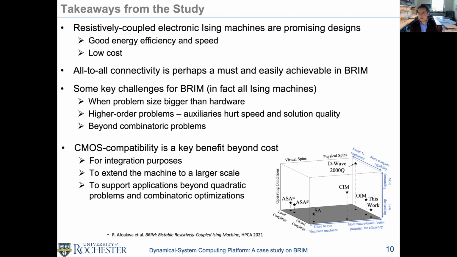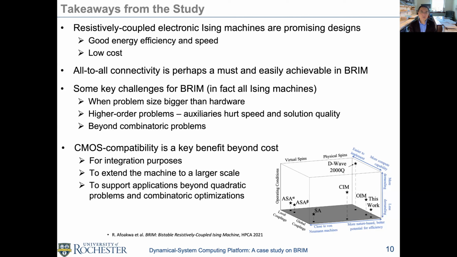And there are some key challenges for us, and I would argue, in fact, for all Ising machines. So what if the problem is bigger than the hardware? What if you have high order problems? We all know this paper, it's always here on my desk, right, that we cite all the time, Ising formulation for many NP problems. But in fact, many formulations are higher order. They're not QUBO, they're not quadratic.